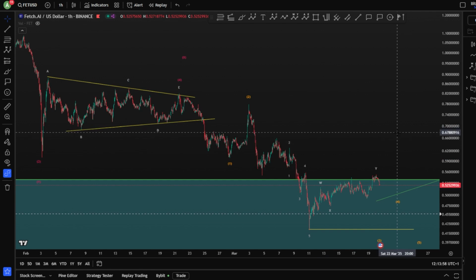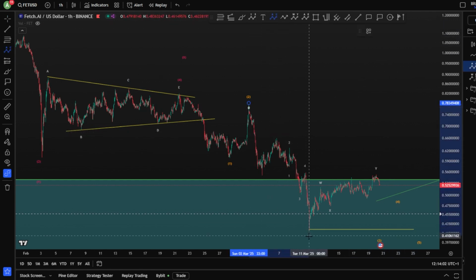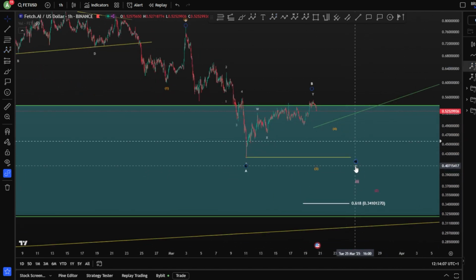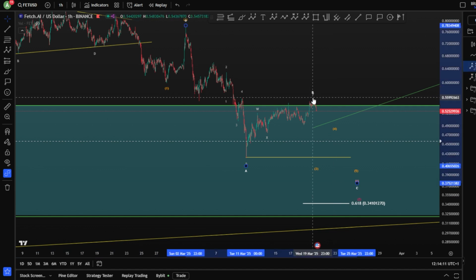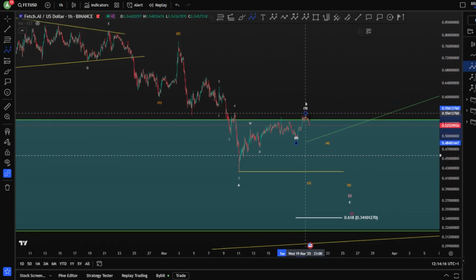Now, if we have WXY, if we don't have an impulse, then we have to call, of course, an A, B, and a C potential toward the downside just to finish a wave Z, potentially, in case this happened. But basically, I'm tending more now to be bullish here.